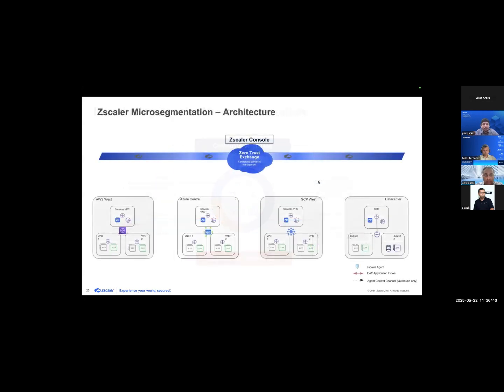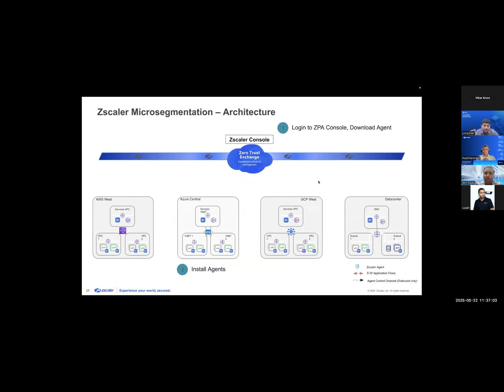So this is how it's going to look when it comes to Zscaler micro-segmentation, which is an agent-based solution. If you're aware of the ZPA console, which is already there, that's where this product is available. First and foremost, you just log in to the ZPA console and download the micro-segmentation agent. And you have to install this agent across all your VMs.